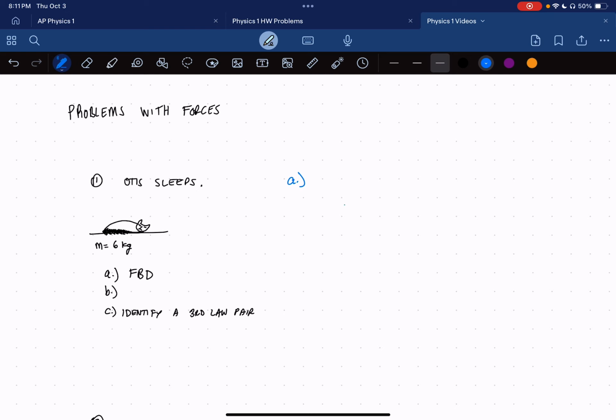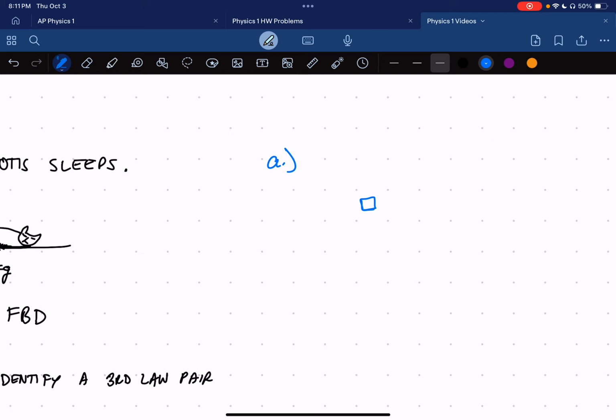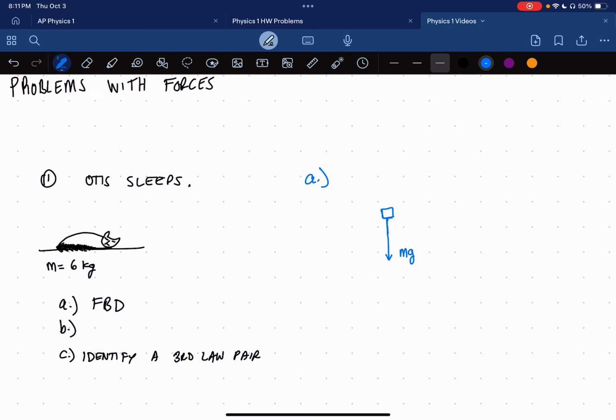And so the way we do that is we draw a dot or a box. I think I'll choose a box. And we draw all the forces that are acting on Otis. And the first one you should think about is a gravitational force. And remember that the arrows must be connected. And we don't want to label it as Fg for gravitational force. We want to use mg because that's what Fg is equal to. And it's a much more useful way to label the gravitational force.